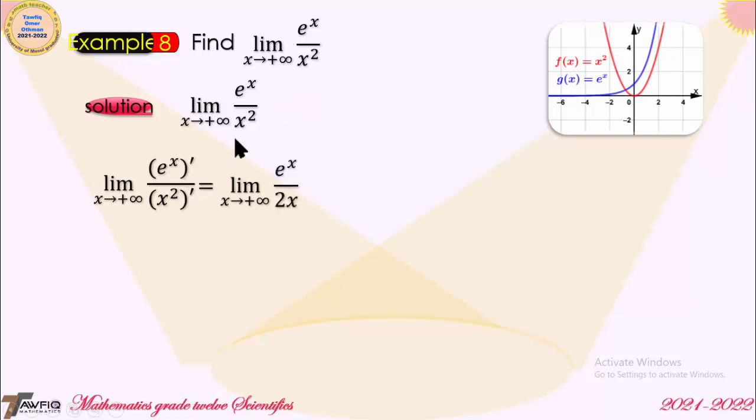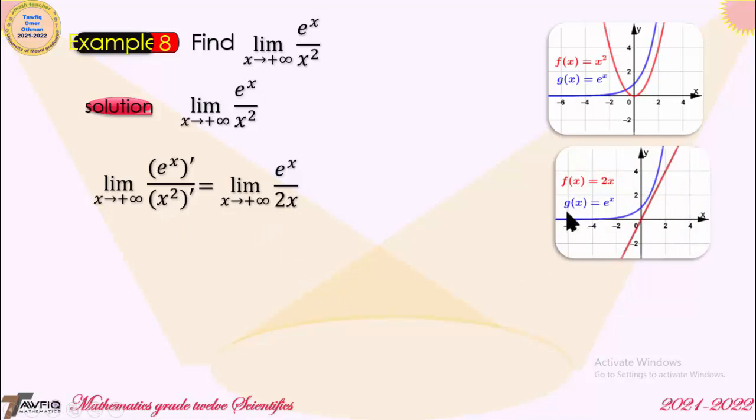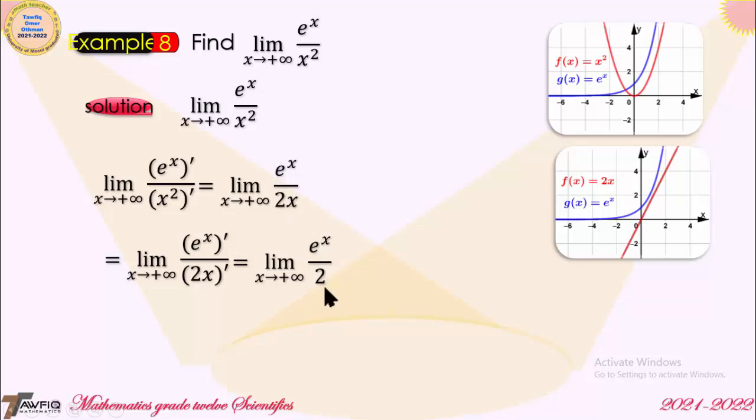The derivative of e to the power x is e to the power x, and the derivative of x squared is 2x. As we drew here, as you can see, when x approaches the positive infinity, both e to the power x and 2x go to the positive infinity. Therefore, it is positive infinity over positive infinity. It is an indeterminate form again. Therefore, we must take the derivative of the numerator and denominator another time. The derivative of e to the power x is e to the power x, and the derivative of 2x is 2.